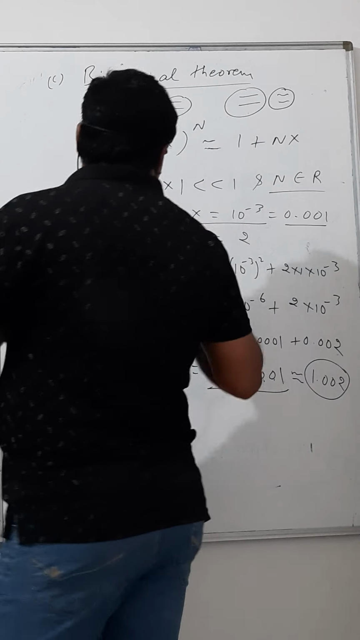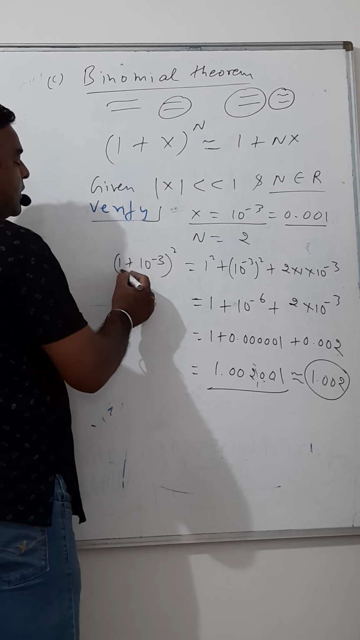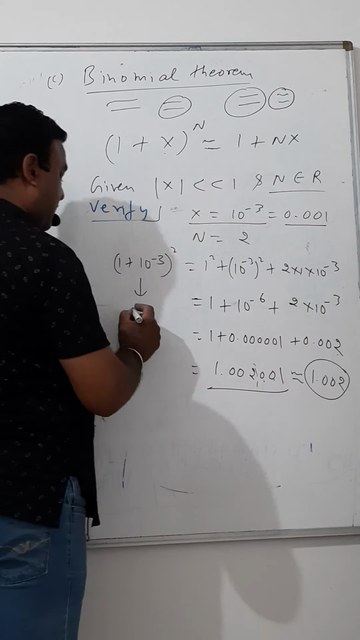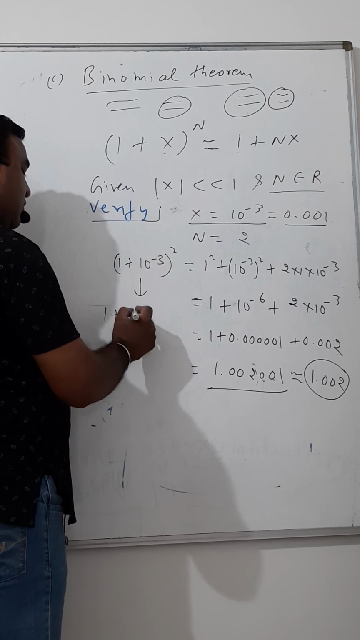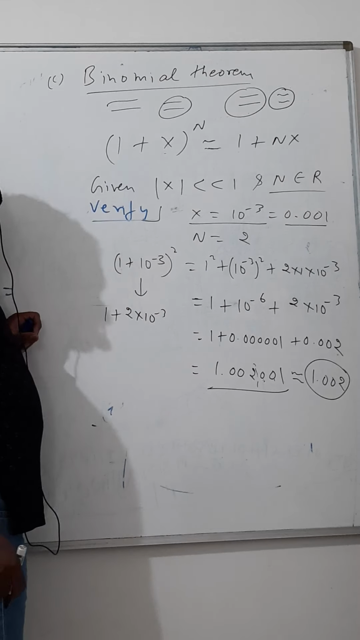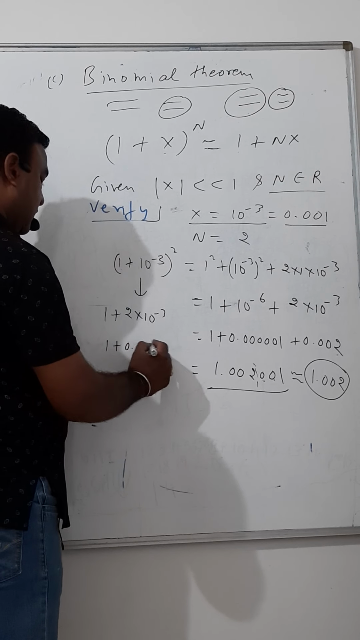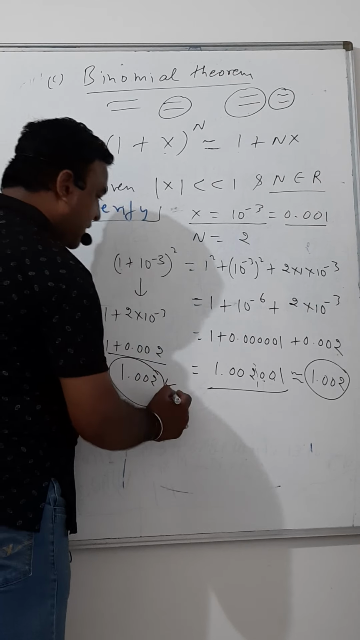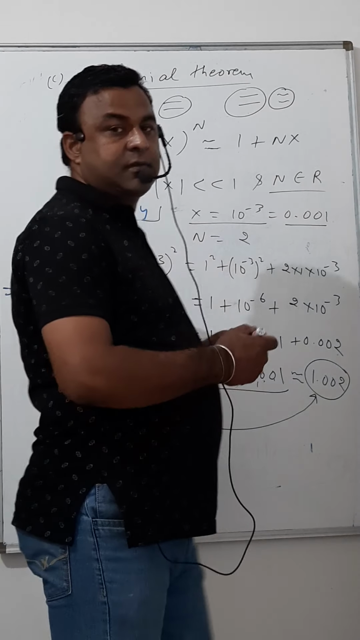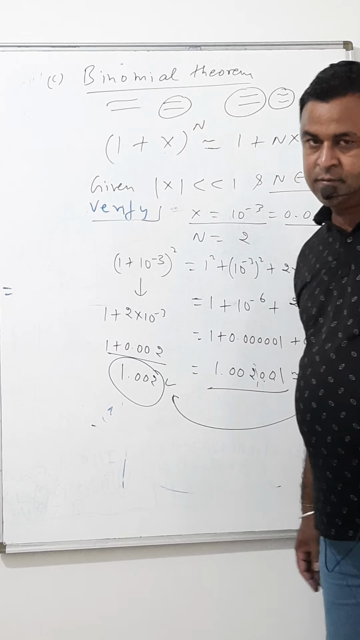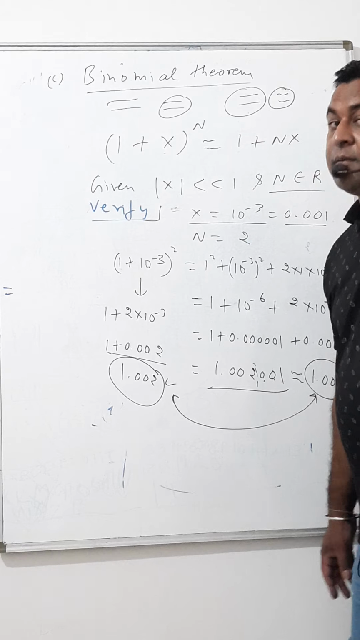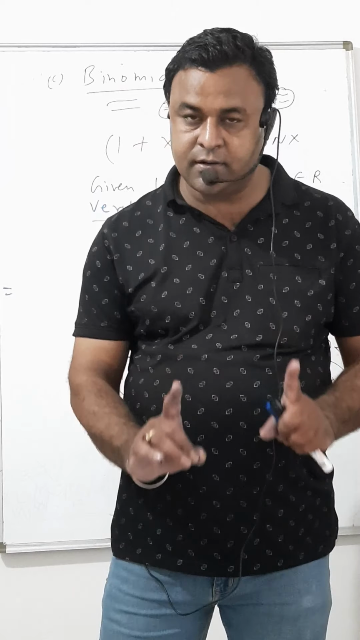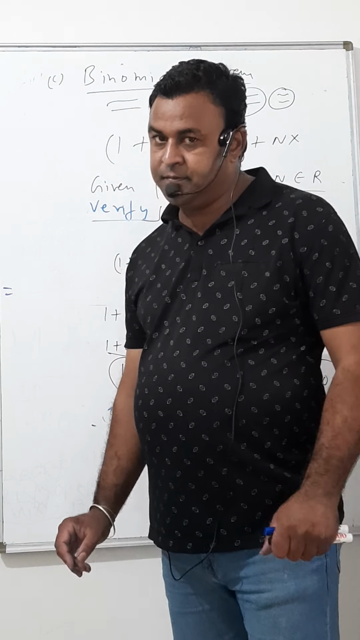Well, let's take help of this binomial theorem. (1 + 10^-3)^2, that is (1 + x)^n, is 1 + nx. Here n is 2 and x is 10^-3, so 1 + 0.002, which is 1.002. Our answer matches. That means this particular theorem is verified. I'm not saying I'm proving it; that's part of mathematics. We are confirmed here that what is written is right.